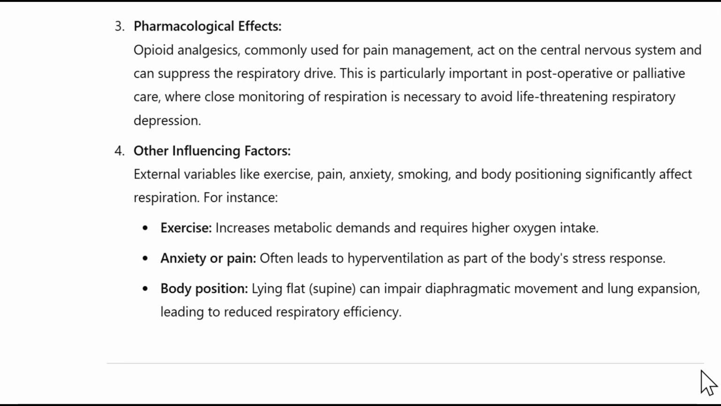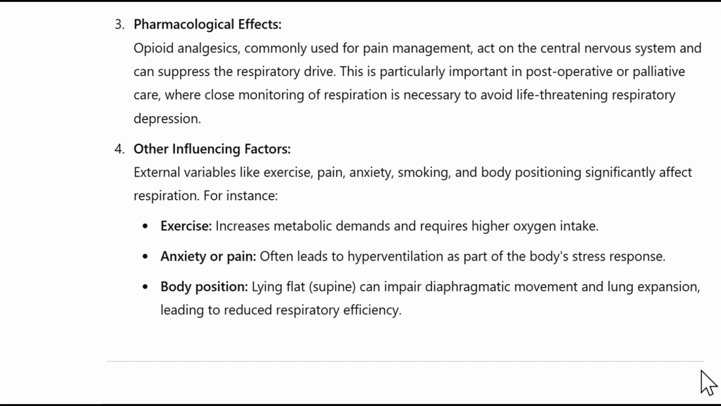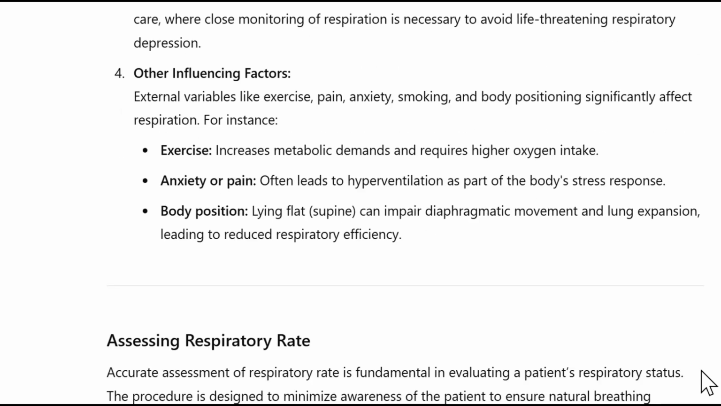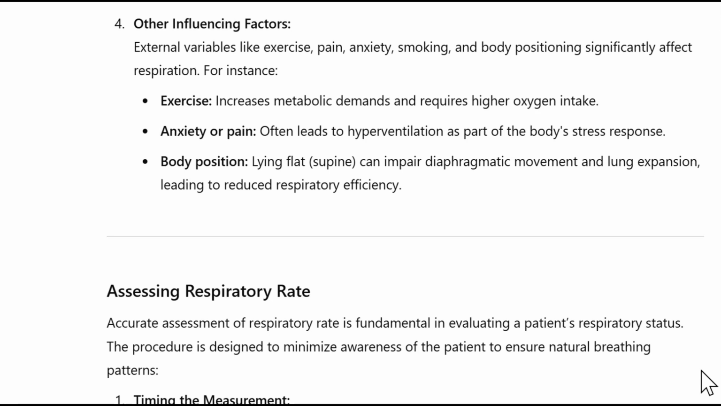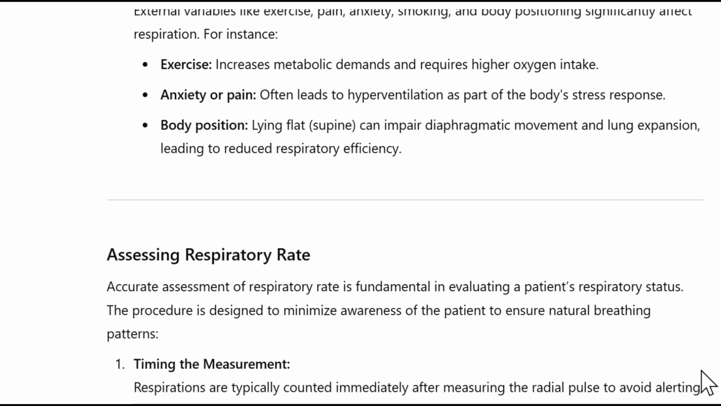External variables like exercise, pain, anxiety, smoking, and body positioning significantly affect respiration. For instance, exercise increases metabolic demands and requires higher oxygen intake. Anxiety or pain often leads to hyperventilation as part of the body's stress response. Body position, lying flat, supine, can impair diaphragmatic movement and lung expansion, leading to reduced respiratory efficiency.